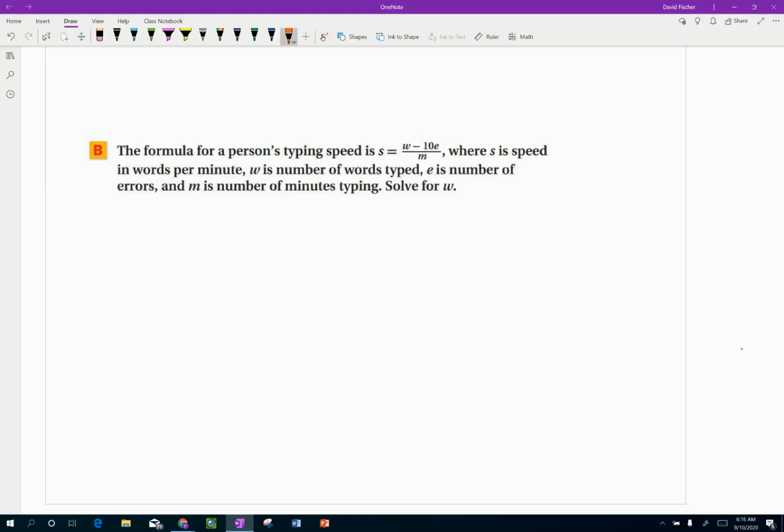So this is a formula that they use for typing speed, and they tell you S is the speed in words per minute. So there's our units, words per minute. The W is the number of words typed by the end of the time, and E is the number of errors. M is the number of minutes that you were typing for. So there's a whole lot of letters in here. So let's rewrite the formula.